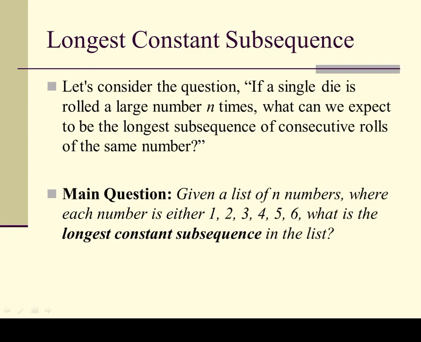So we're going to call this the longest constant subsequence problem. If a single die is rolled a large number n times, what can we expect to be the longest subsequence of consecutive rolls of the same number? So here's our main question. We're going to have a list of numbers, n of these, where n is going to be very large, and each number is either 1, 2, 3, 4, 5, or 6. And we want to find the longest constant subsequence in that list.